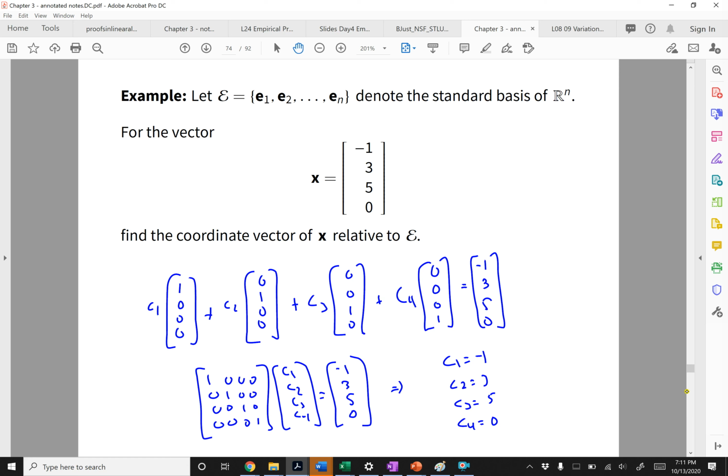I've already talked a bit about the standard basis, so script E usually is what we pick to be the standard basis. We have E1 to En. Denote the standard basis for Rn for the vectors. For this vector, find the coordinate vector of x relative to E.